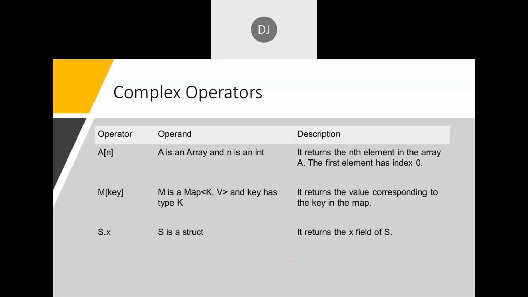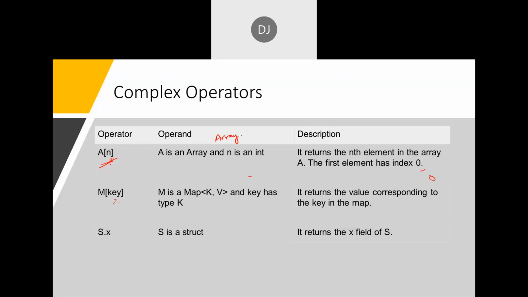And complex operators. For an array, to find a particular element at an index position, because an array works on the basis of index, right? So you can give n as an integer. It returns the nth element in the array. The first element has an index of 0. It starts from index 0 as an array.